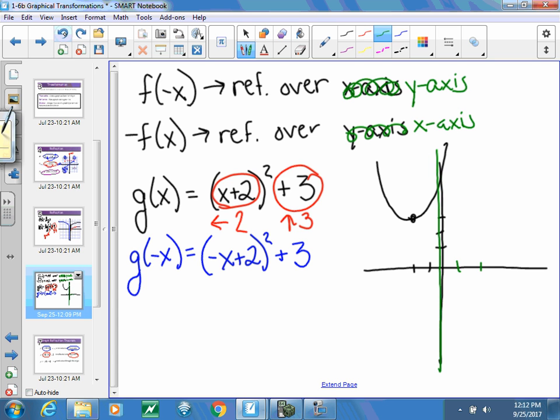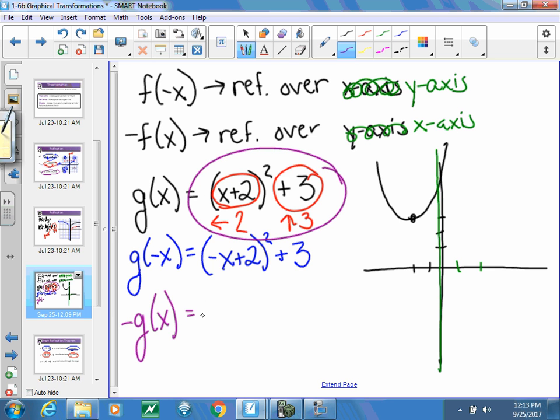Let me get rid of that. Let's do negative g of x. So now we're going to reflect it over the x-axis. This is going to be the negative of this entire function, so it's going to be negative of x plus 2 squared plus 3.